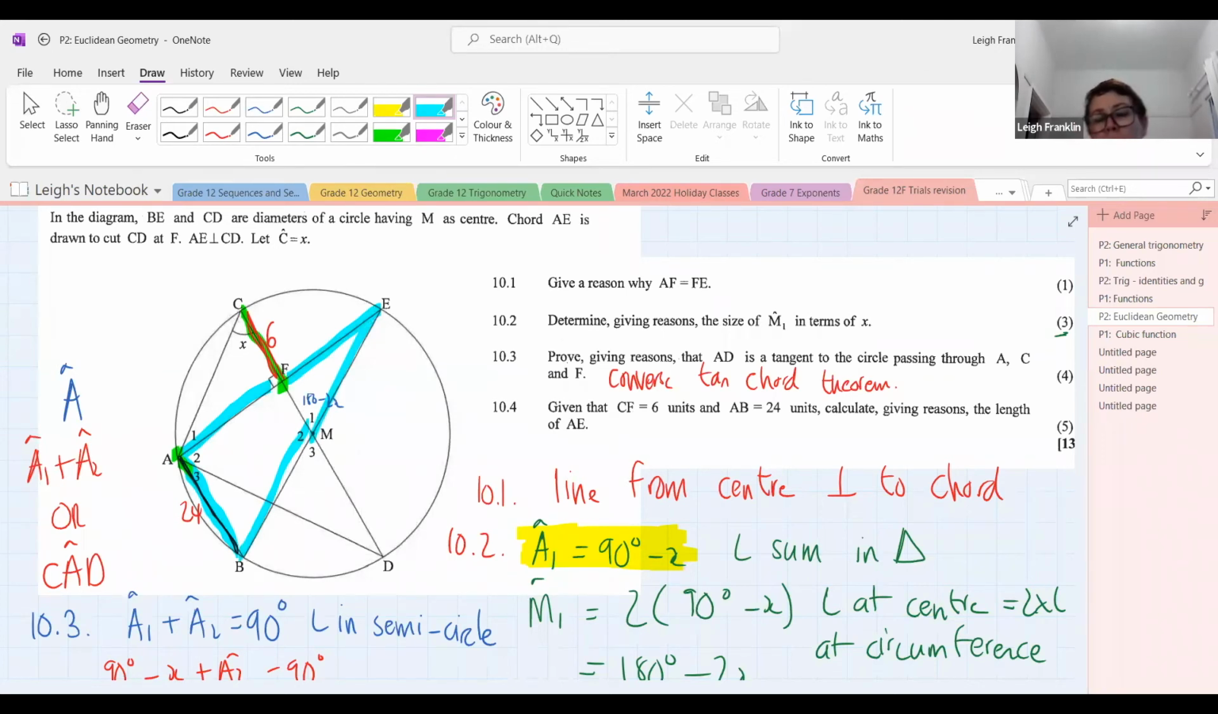Why does BM equal ME? Exactly, because they're radii, aren't they? Absolutely, 100%. So what's going on here? We've got the blue triangle. We've got the midpoint F. We've got the midpoint M. What does that mean for us? We've got a triangle with two midpoints. What does this mean?